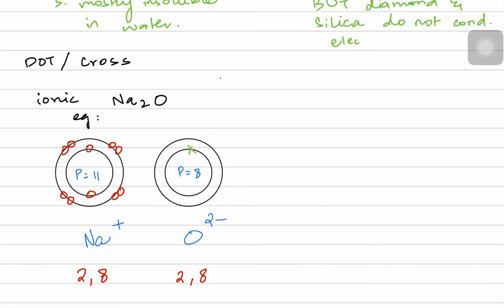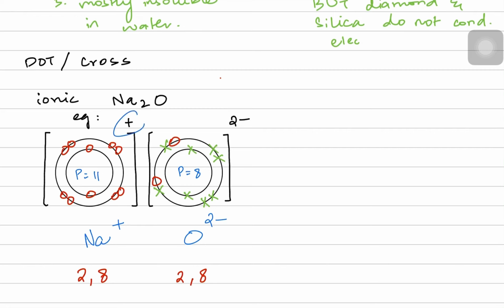Crosses like 2 crosses in the first shell, 6 crosses in the second shell, and since oxygen is gaining 2 electrons, you show 2 electrons using the dots of sodium. You always put square brackets, you put charges on top of them, and then you put big numbers for balancing. Since sodium is 1 and oxygen is 2 charge, you put a 2 around sodium. So that is how the dot and cross diagram of ionic is made.